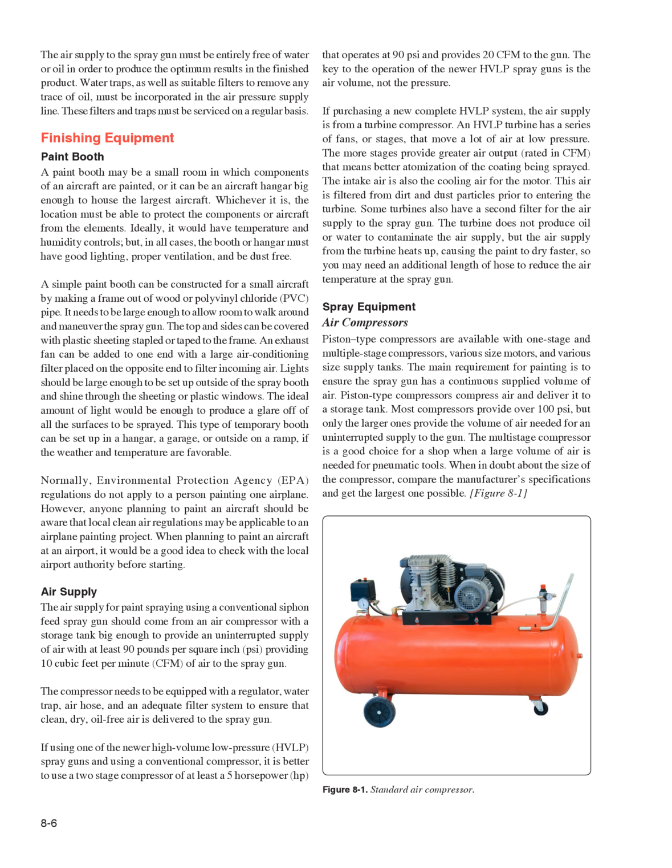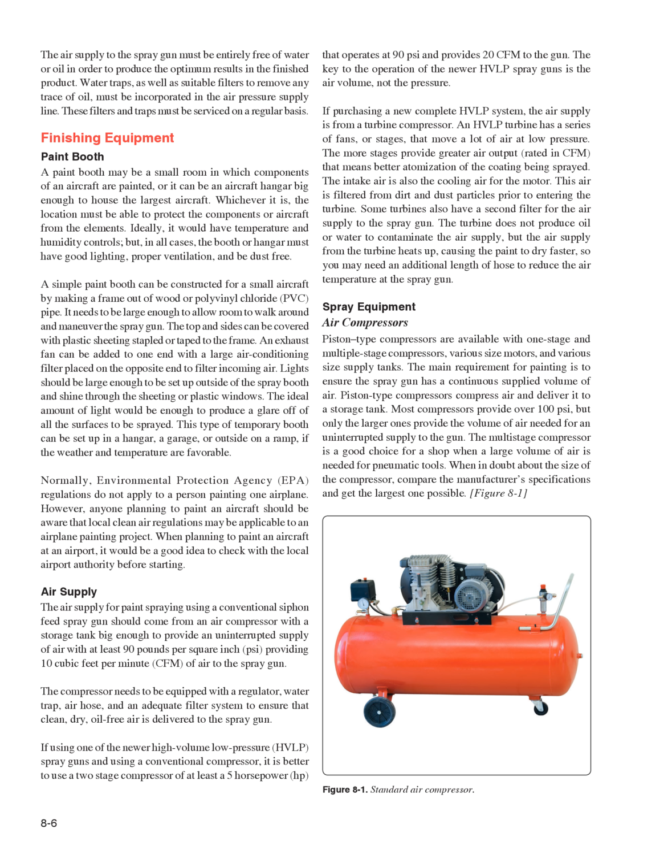If using one of the newer high-volume low-pressure, HVLP, spray guns and using a conventional compressor, it is better to use a two-stage compressor of at least 5 horsepower, HP, that operates at 90 pounds per square inch and provides 20 CFM to the gun. The key to the operation of the newer HVLP spray guns is the air volume, not the pressure.